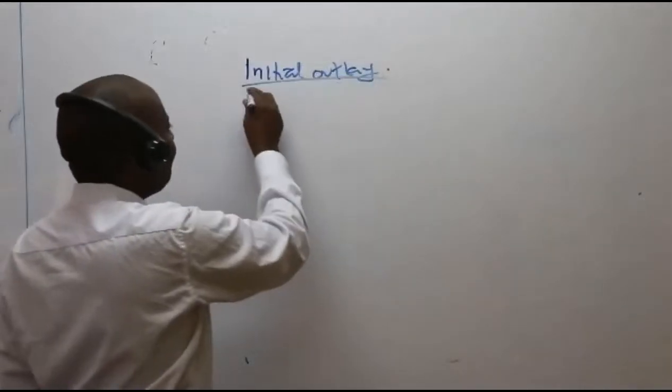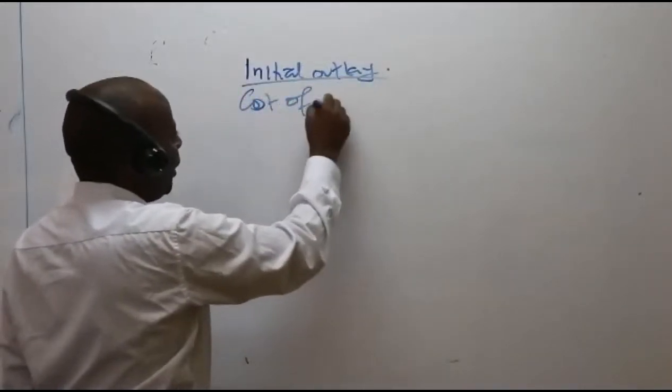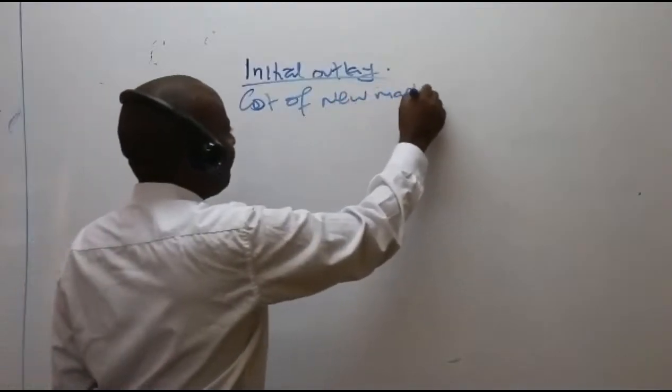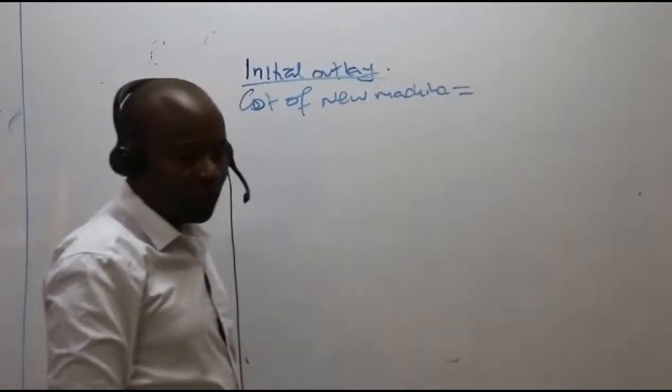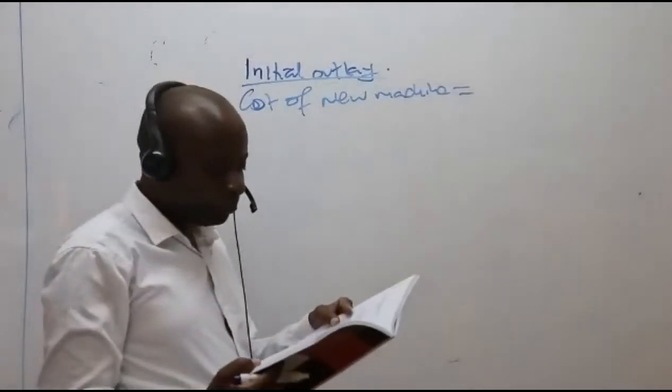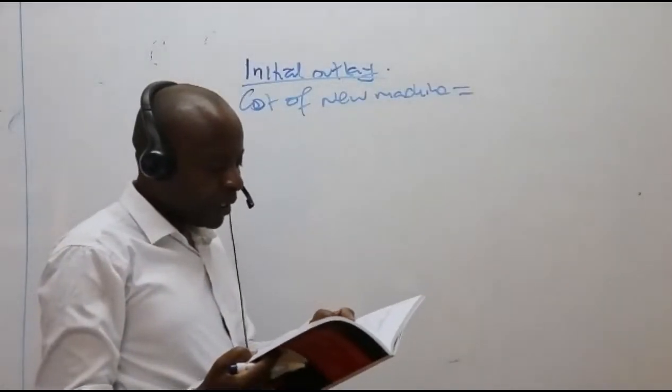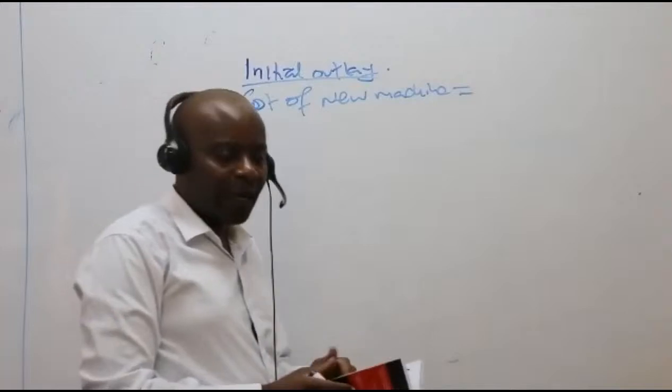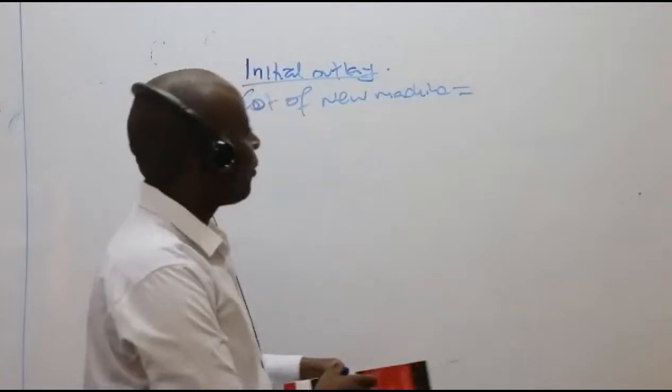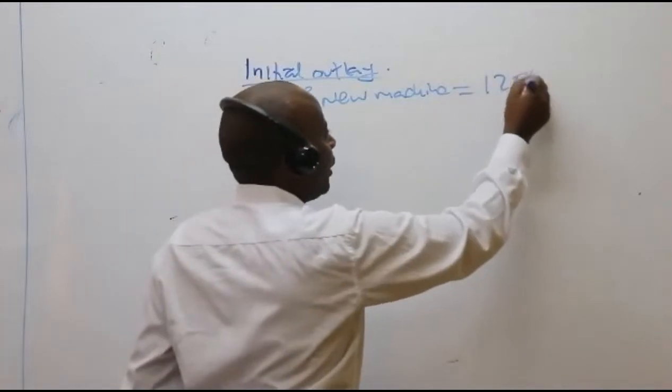what do I have? Cost of new machine. So are you able to see the cost of the new machine somewhere? Cost of the new machine in paragraph number 2, they're telling it's 12,560. I'm putting my figures in thousands.